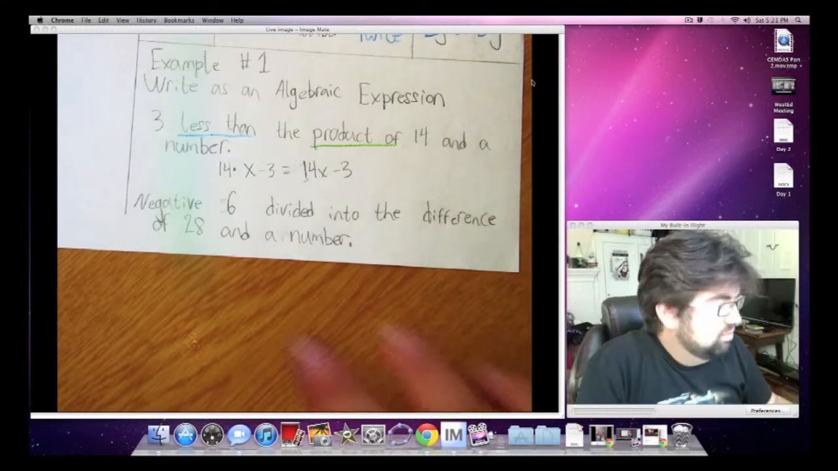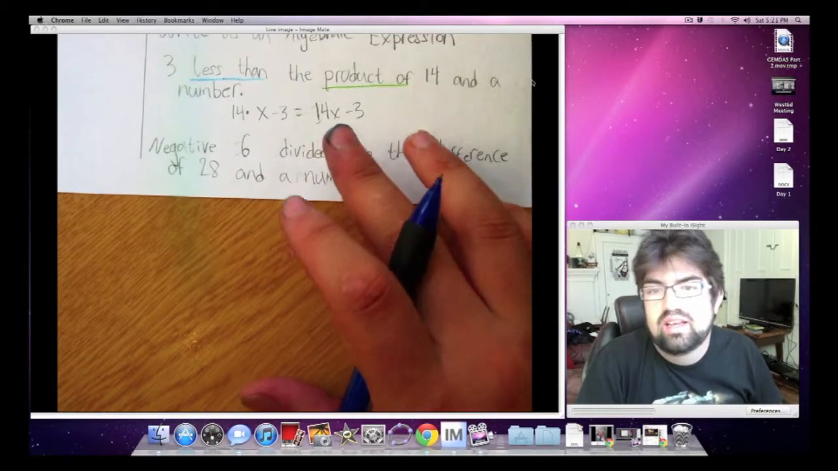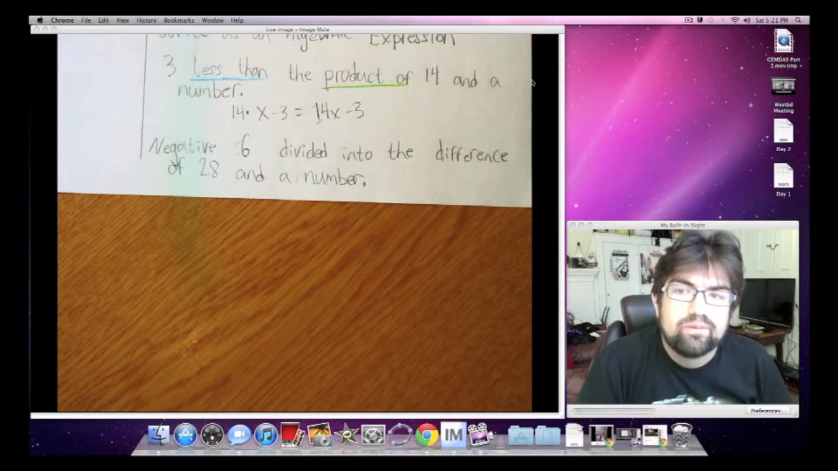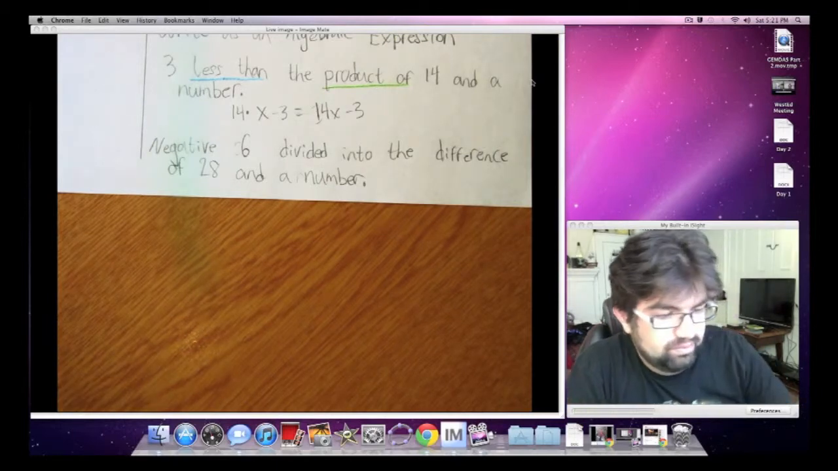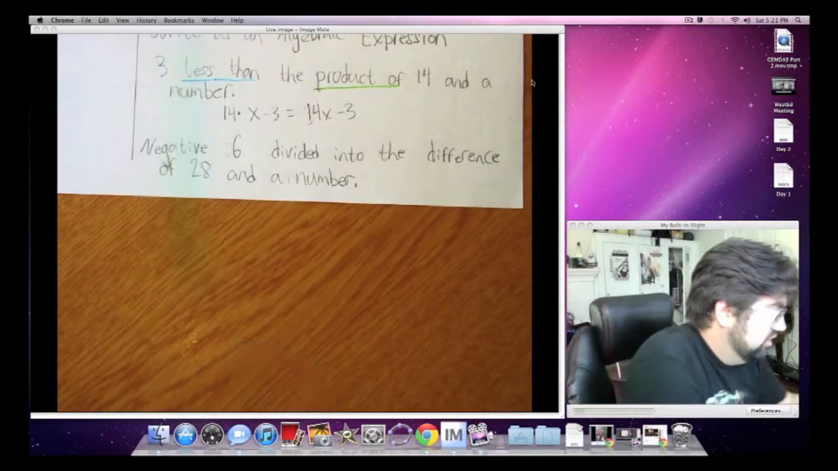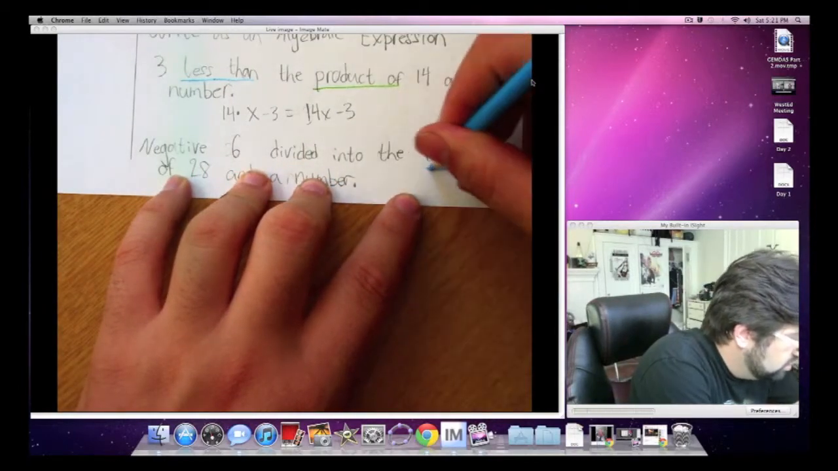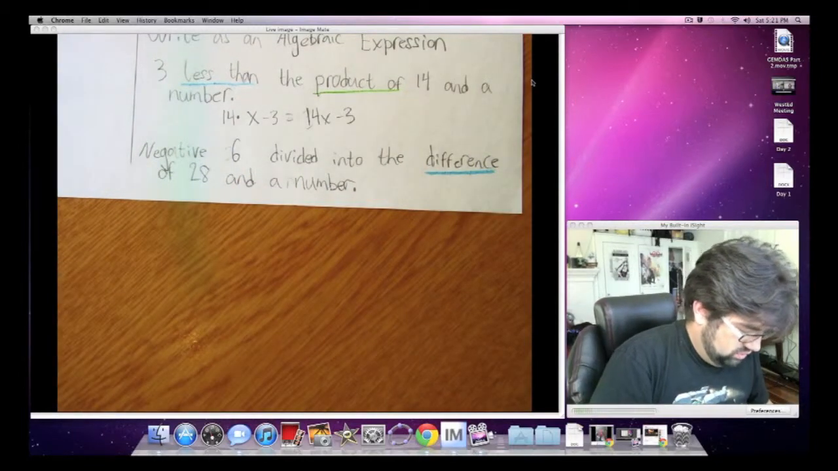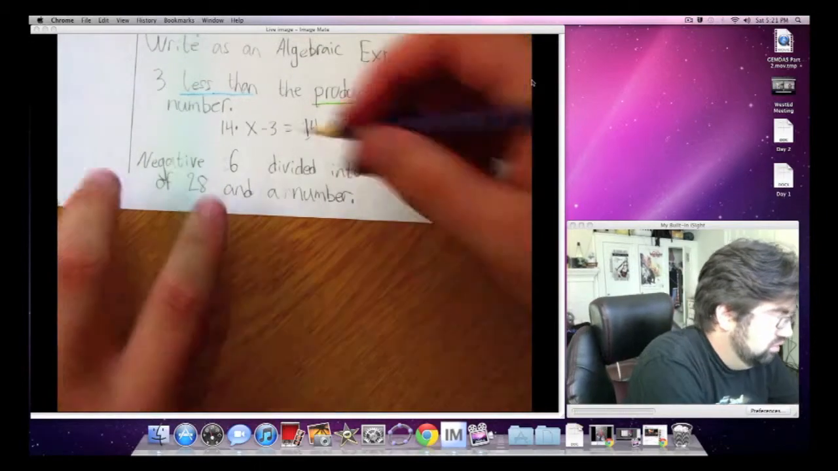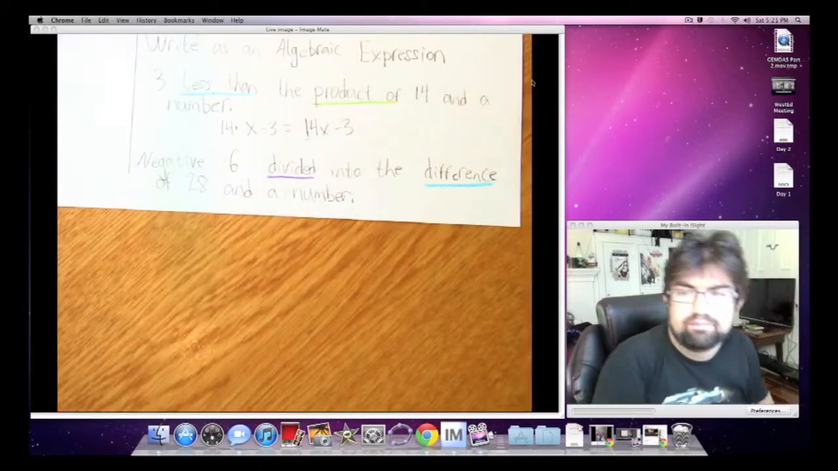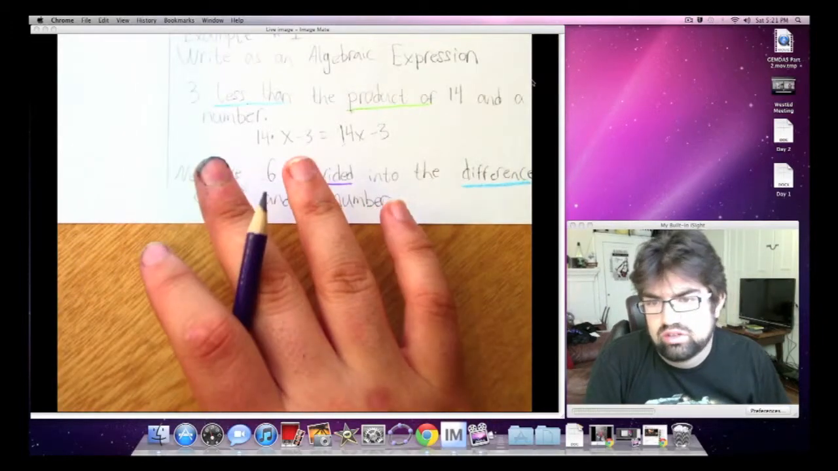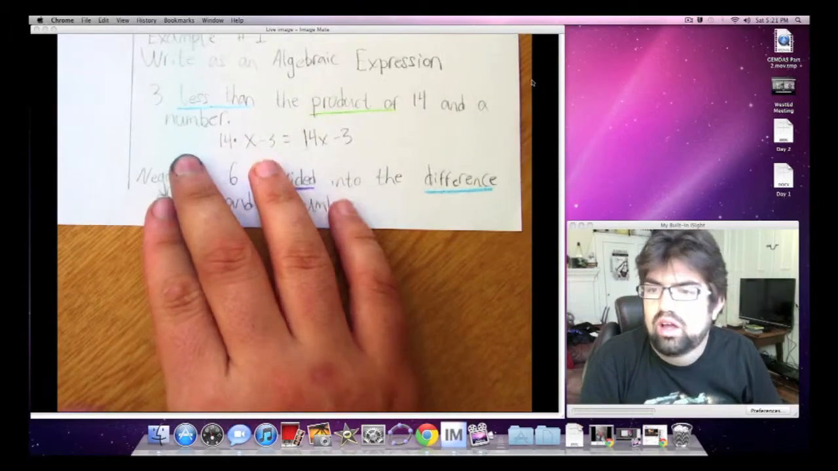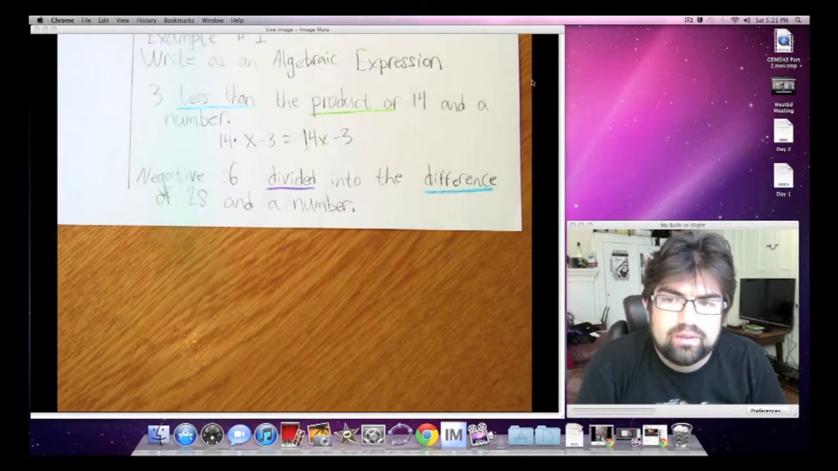Let's look at this next part. 6 divided into the difference of 28 and a number. Let's see. Difference again, that was subtraction. What else do we have? Divided. Okay, that's the purple one that I used. So 6 divided into the difference of 28 and a number.